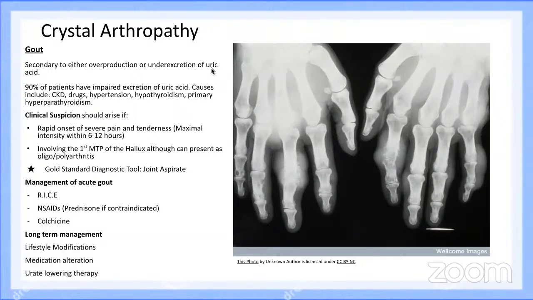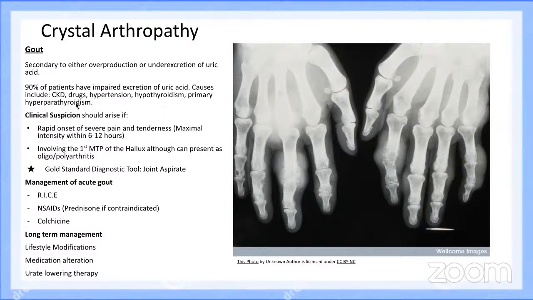This is usually secondary to crystal deposition of uric acid within the synovium, either due to overproduction or under-excretion of uric acid. 90% of patients have gout due to impaired excretion of uric acid, either secondary to chronic kidney disease, drugs including aspirin and thiazide diuretics, hypertension and hypothyroidism, and primary hyperparathyroidism.